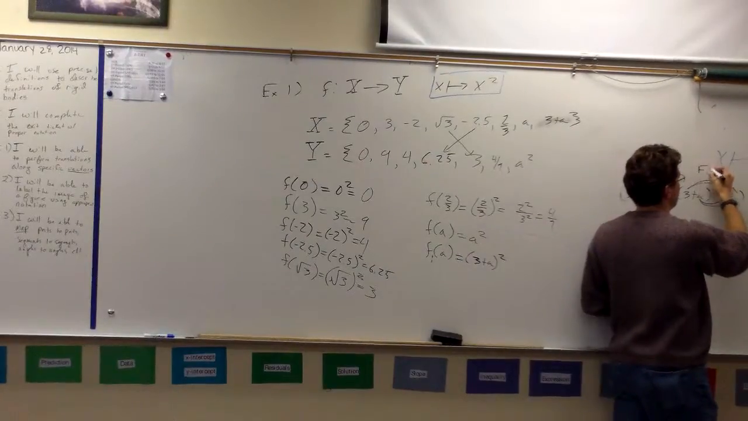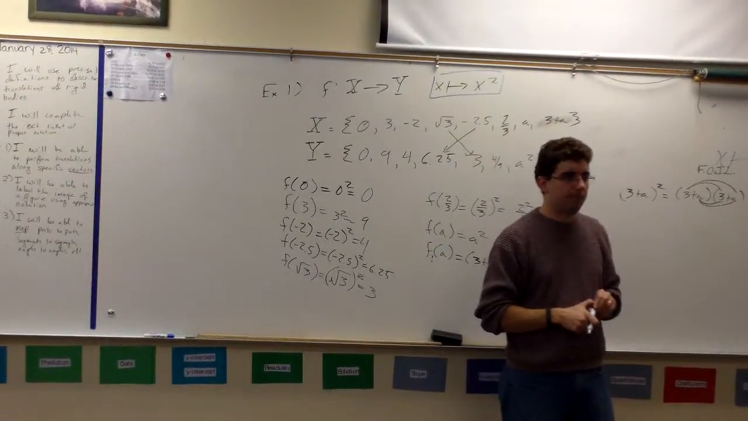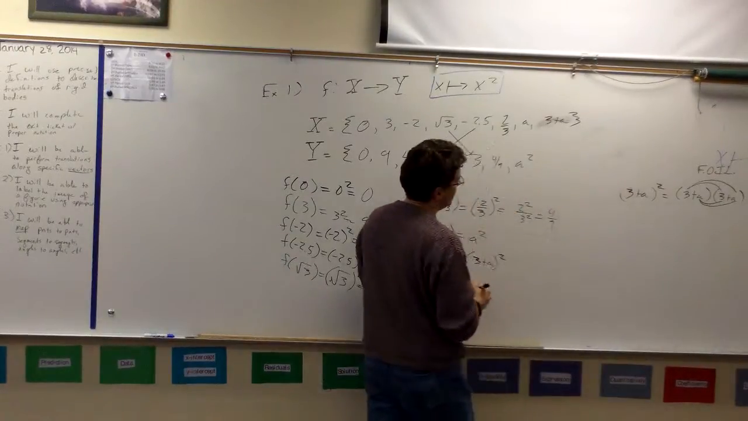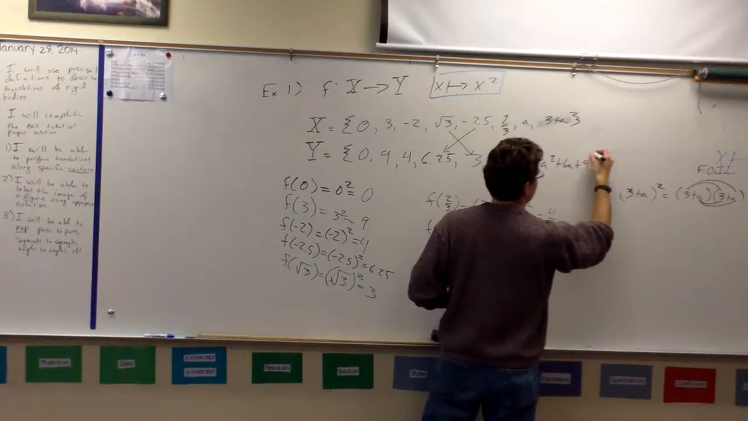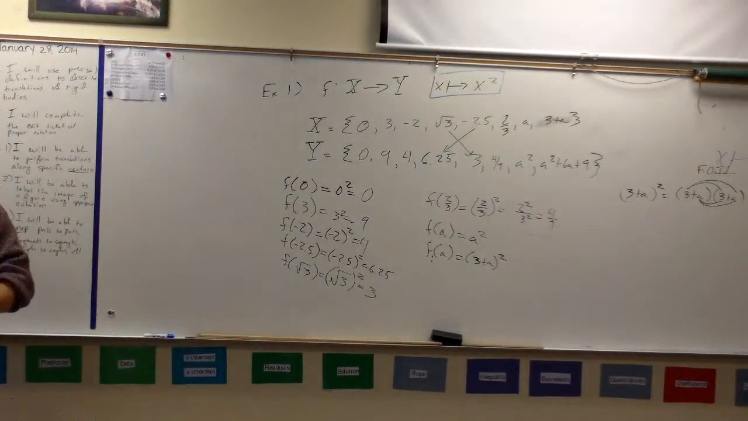There's a fancy special thing called FOIL. Have you guys seen this before? You mentioned it. We'll get to that next unit. In any case, the short answer for this one: A squared plus 6A plus 9. Don't worry about that one, I'll give it to you.